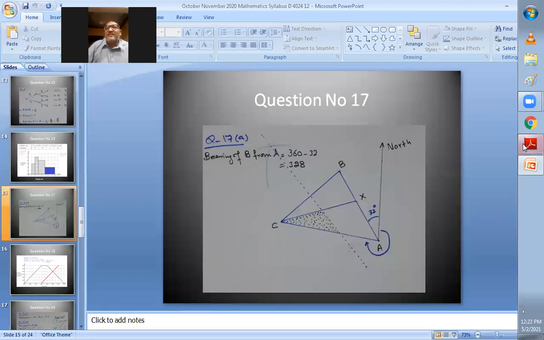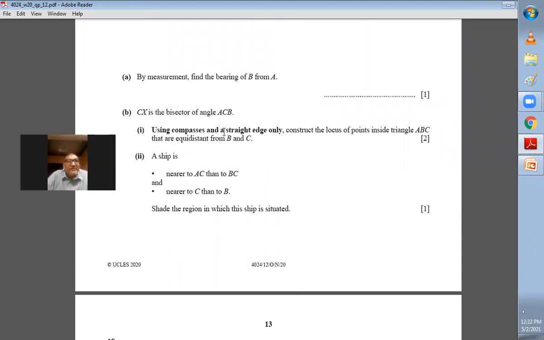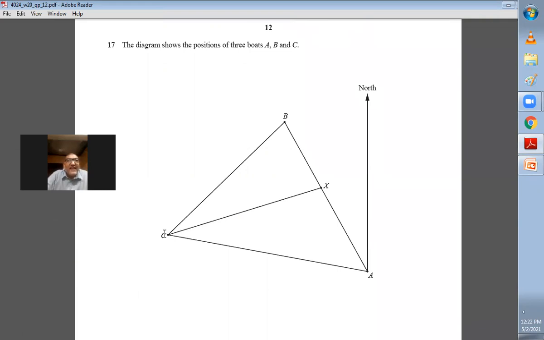Next part, try to understand this wording. He says, CX is the bisector of the angle ACB. This is CX, the angle bisector. You remember, angle bisector means that if you move on this line, you will always be equidistant from the CB and the CA lines both.